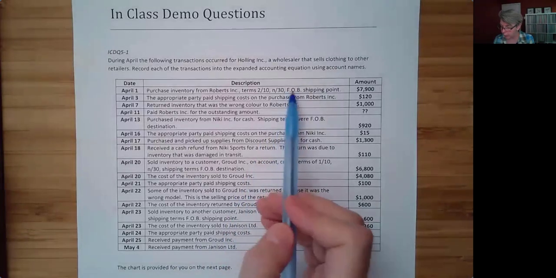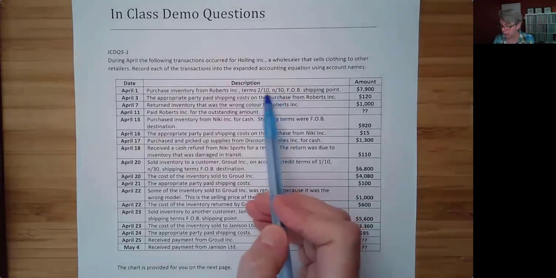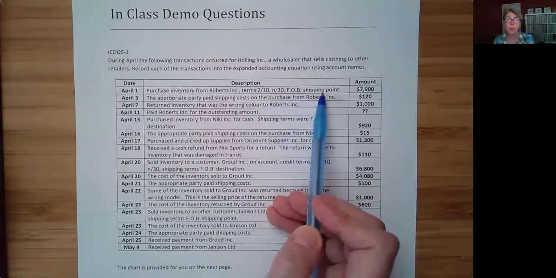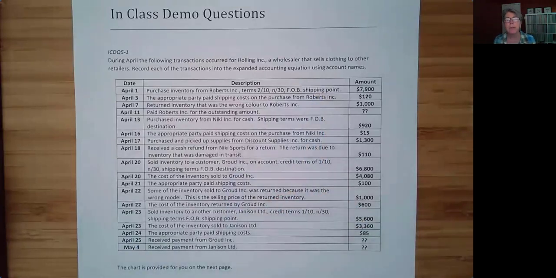Notice that we have credit terms right here, and they're different than the one from the previous video. And we have shipping terms, which means that this is on account. Merchandising companies have more complex accounting because they both buy and sell inventory. Because they buy inventory, they're a buyer and it's an accounts payable. But when they sell inventory, they're the seller and it's an accounts receivable because they have a legal right to collect cash from their customers.